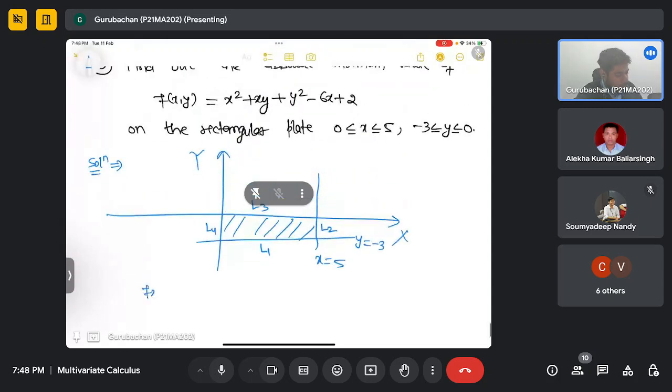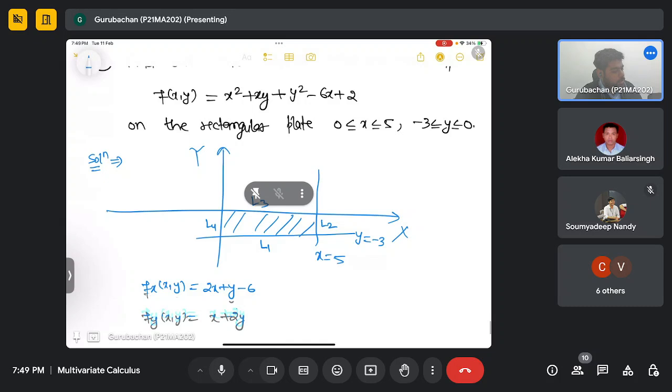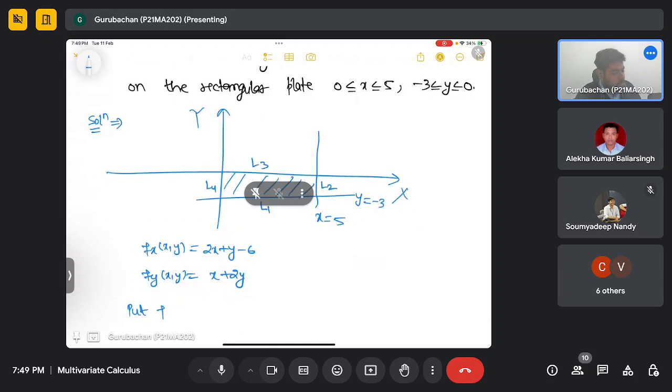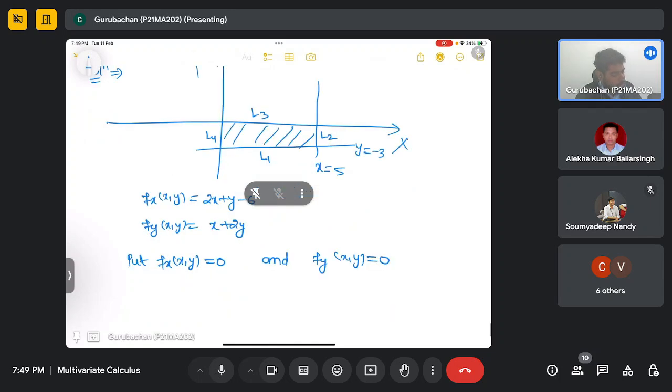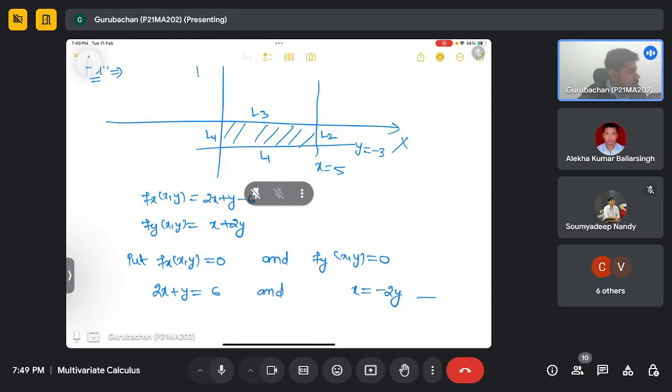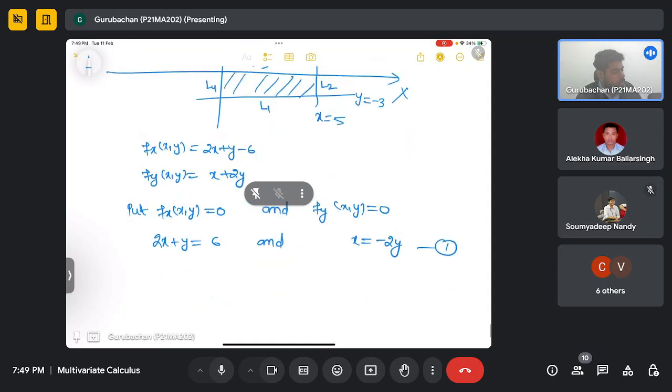So fx will give us 2x plus y minus 6, and fy will give us x plus 2y. So put fx equal to 0 and fy equal to 0. So it will give us that 2x plus y equals 6, and it will give us x is equal to minus 2y. Now assume that this is equation 1 and substitute this value in this.